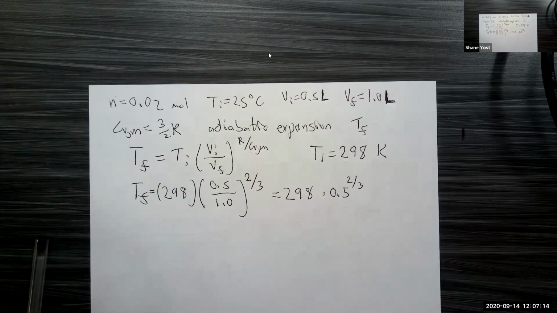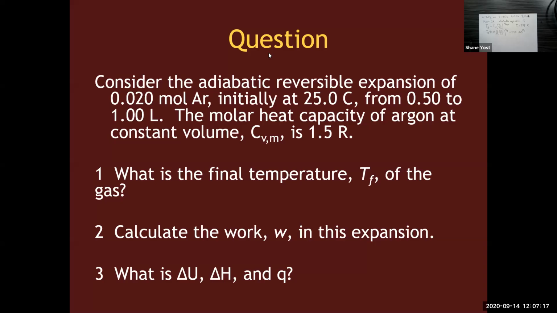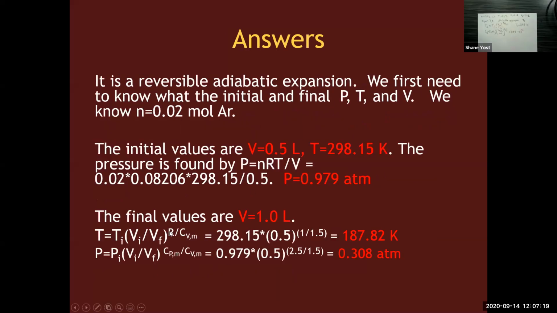Which I'm going to go back a slide real quick so we can get what that number is. So that final temperature is equal to 187.82 Kelvin. I calculated the initial and final pressures as well, just so you can kind of see: the pressure goes from about 1 atmosphere to 0.3 atmospheres. Again, temperature goes from 298 to about 187.